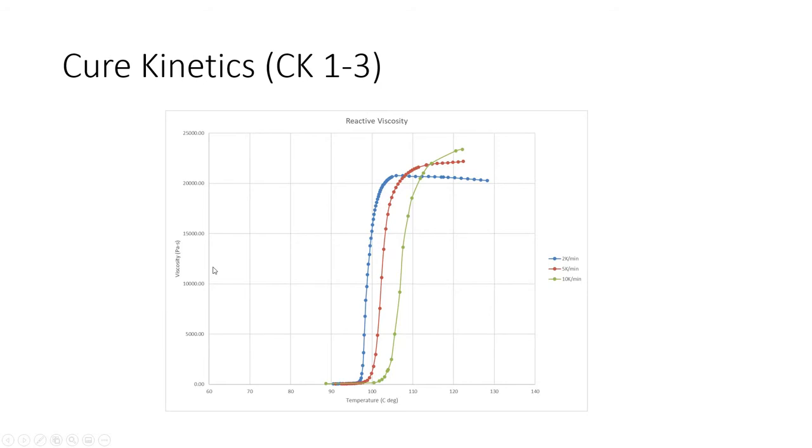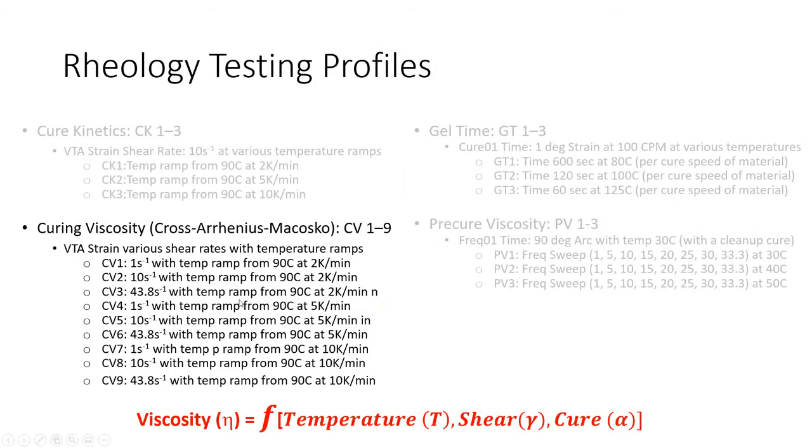We do a lot of this analysis in a spreadsheet, because the inputs require different formats of the numbers, and formatting is always a bear for the different softwares. But once you buy a software, you get used to that format, and you can write conversion programs that give you that detail pretty well. All right, so that's cure kinetics. Let's now focus a bit on curing viscosity, CV, curing viscosity 1 through 9.